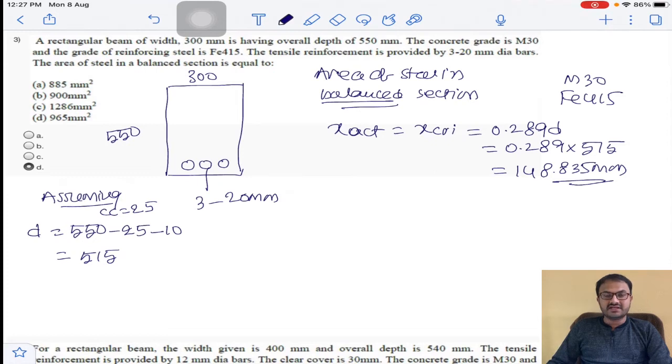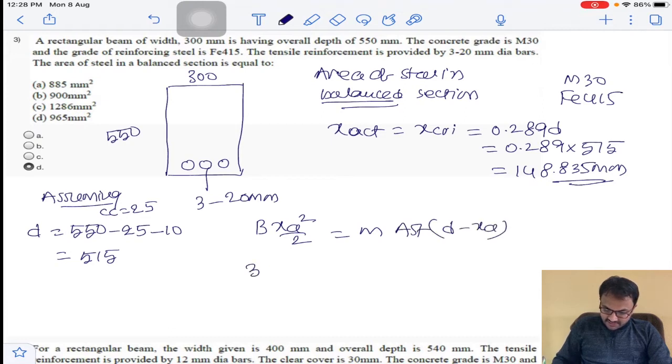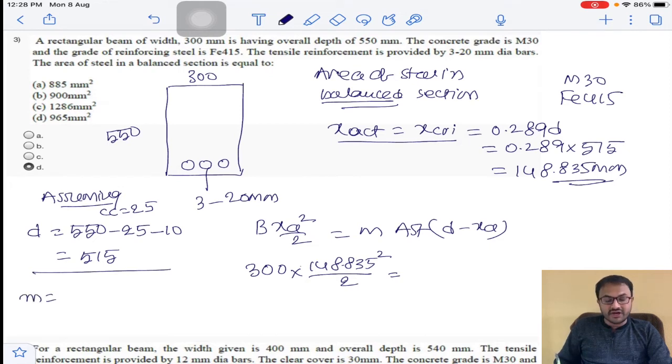Now he asked us to calculate the reinforcement to be provided so that the section is a balanced section. Now to calculate reinforcement, b into xa square divided by 2 is equal to m Ast into d minus xa. So b is 300 and xa and xc are both equal, that is 148.835 whole square divided by 2. And here again one more quantity, that is small m, the modular ratio.